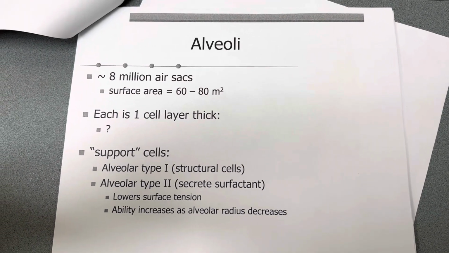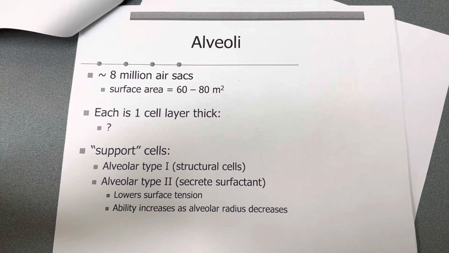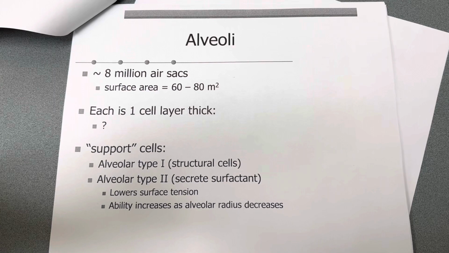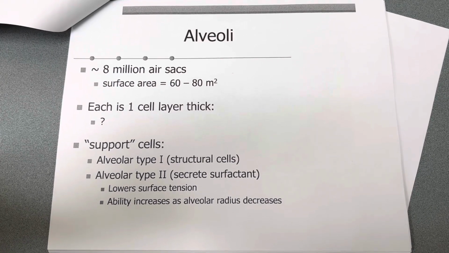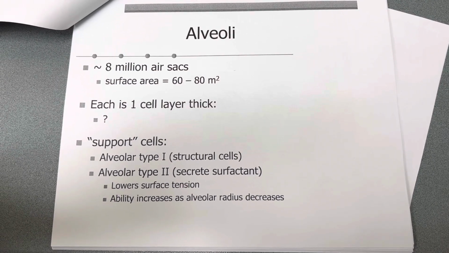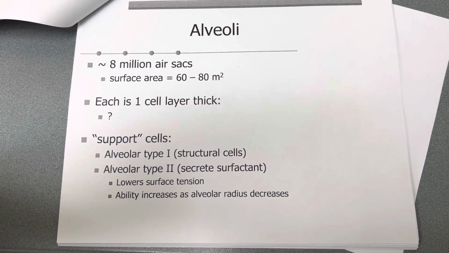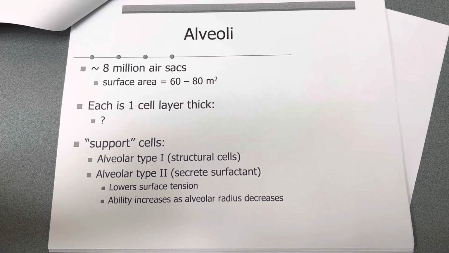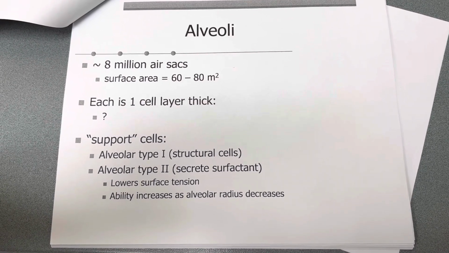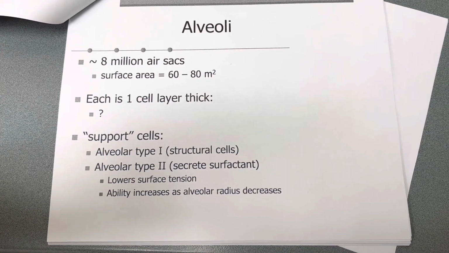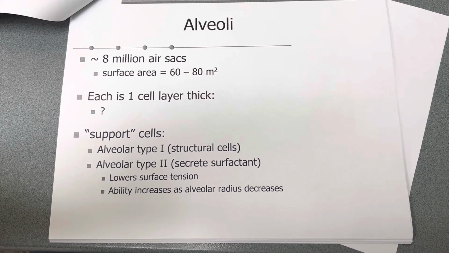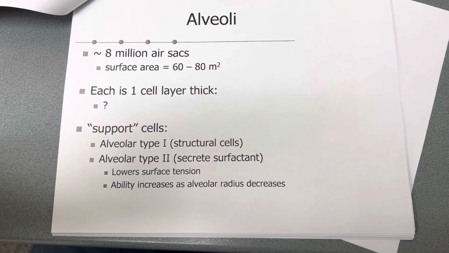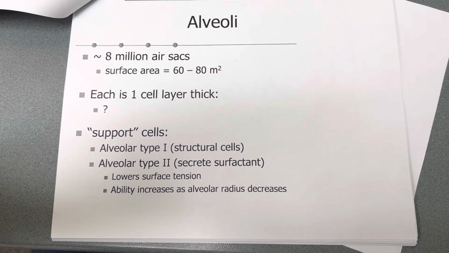Alveoli. We have around 8 million air sacs. Surface area equals 60 to 80 m squared. Each is one cell layer thick, simple squamous epithelium, I would assume. Support cells are alveolar type 1, and structural cells, alveolar type 2, secrete surfactant, which lowers surface tension, an ability that increases as alveolar radius decreases.